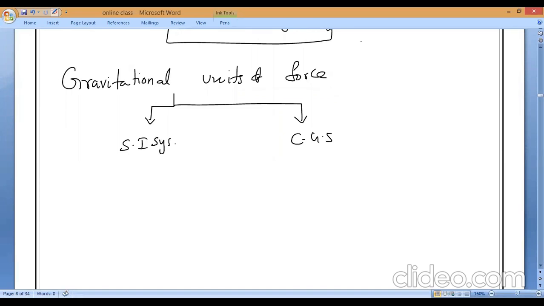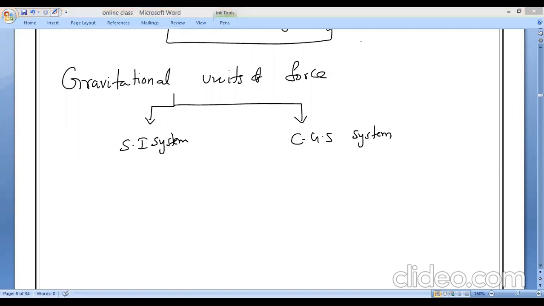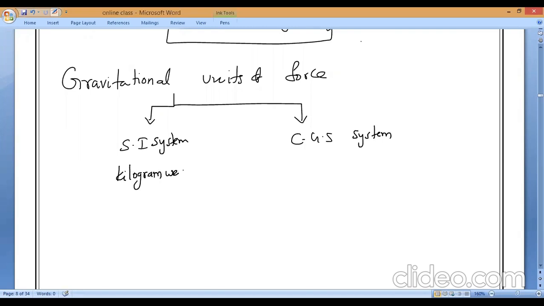If you observe here very carefully, in the SI system the unit is kilogram weight, or we can say kilogram force. What is the unit? Kilogram weight. Understand? Or we can say kilogram force. Is it okay, guys?